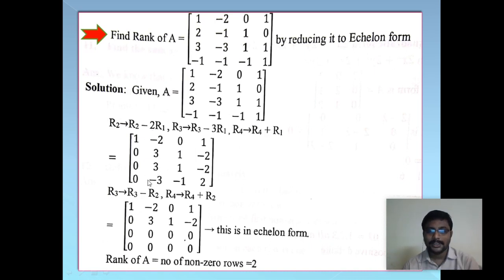Now applying the operations R3 goes to R3 minus R2 and R4 goes to R4 plus R2, to make these elements zeros. Applying these operations, we have two zero rows and two non-zero rows here. The rank is decided as the number of non-zero rows in the row echelon form. So here the matrix A is reduced to row echelon form. So this is in echelon form. Now the rank is the number of non-zero rows. Here the non-zero rows are 2. So rank is 2.